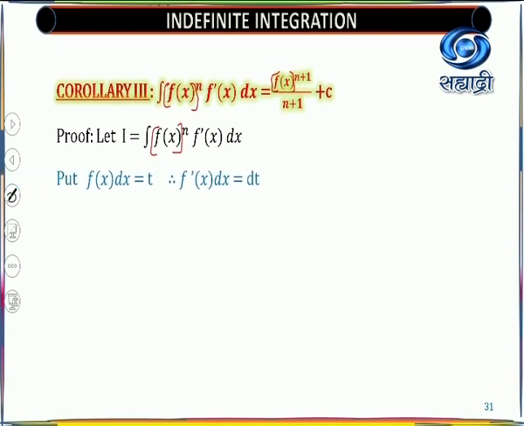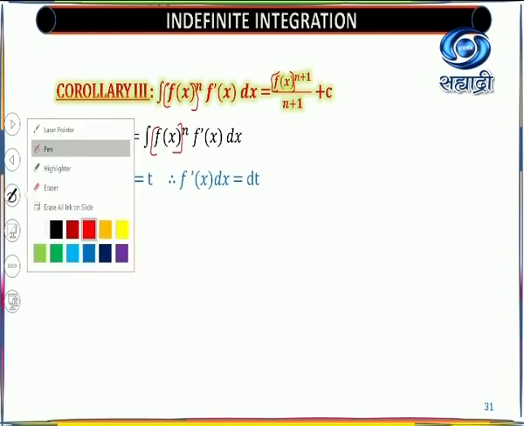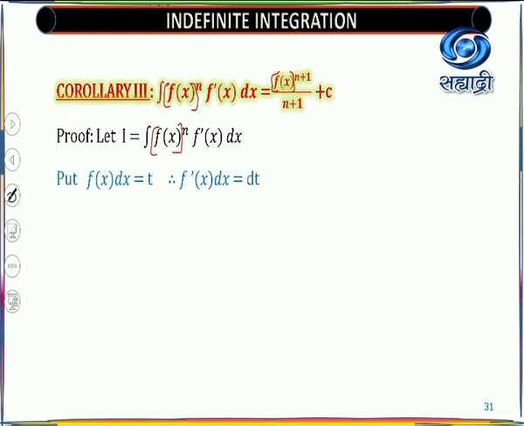Now substitute. What do you have to substitute? You have to substitute f(x) equal to t. If you substitute f(x) equal to t, therefore f dash of x dx equal to dt by differentiating. So f(x) equal to t means you take this function equal to t, therefore f dash of x dx equal to dt.